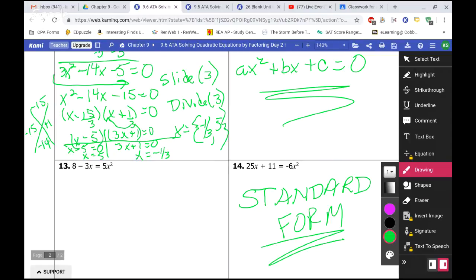Is there a 0 on the right-hand side? Number 13. Is there a 0 there? No. And how do I make that a 0? Subtract 5x squared. Thank you, Roger. You subtract 5x squared. Good job. Way to go, Roger. Awesome. Subtract 5x squared.